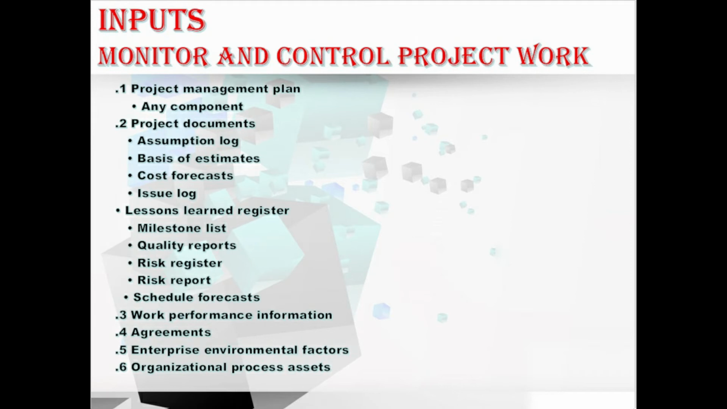Let's move to the next input. We have OPAs, organizational process assets. The OPAs may include the organizational standard policies, processes, and procedures, the financial control procedures, and the monitoring and reporting methods, and the organizational knowledge base, mainly in particular process measurements and the lessons learned repository. Okay, fine. Hope you understood about this input also. And we have completed all the inputs of this monitor and control project work.